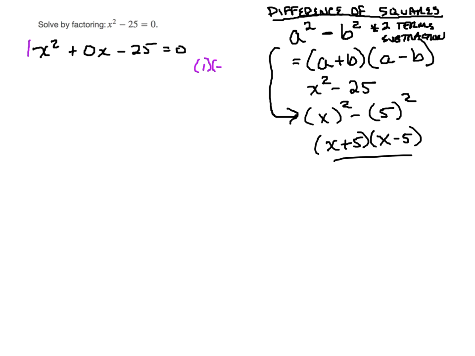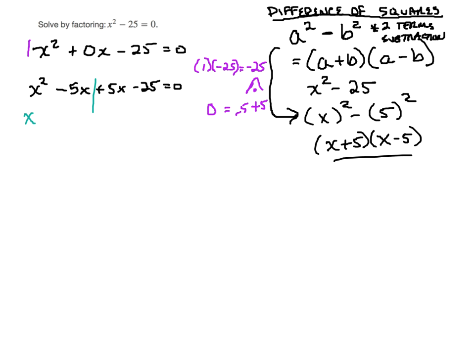I can use the AC method as well. So 1 times negative 25 is negative 25. The factors of negative 25 that add to make 0 are negative 5 and 5. So I rewrite x squared. I'm not going to write 0x. I'm going to write minus 5x plus 5x minus 25 equals 0.